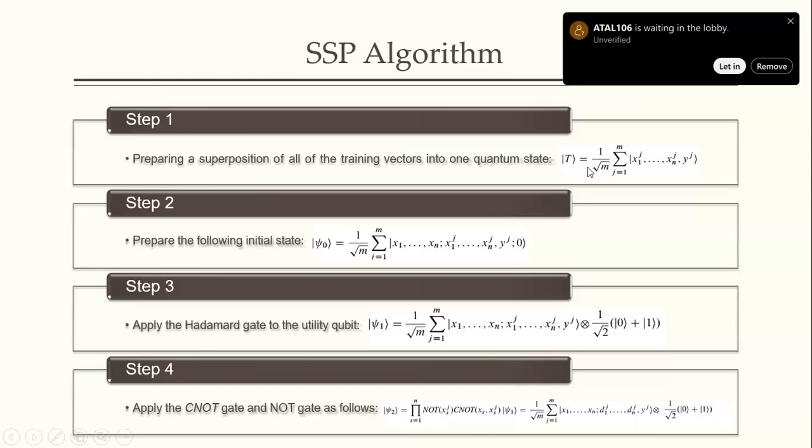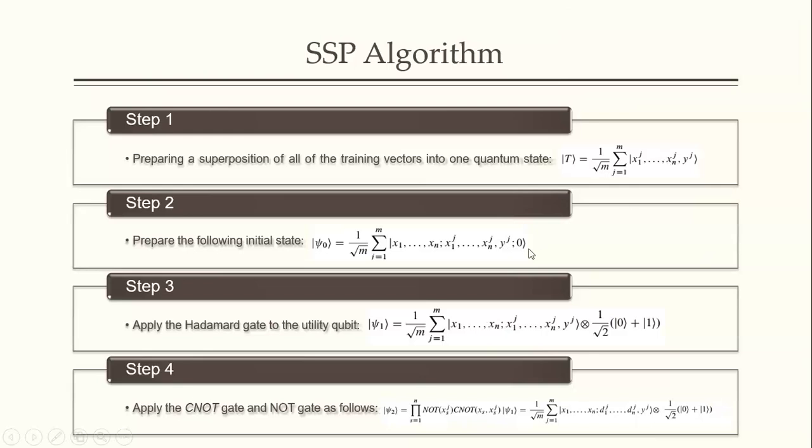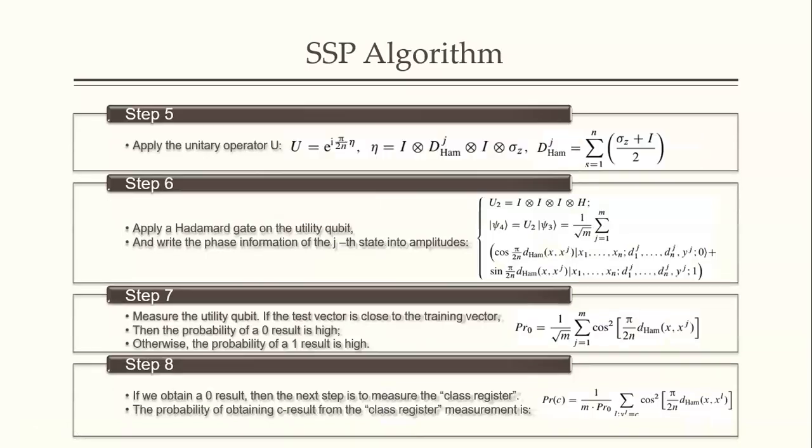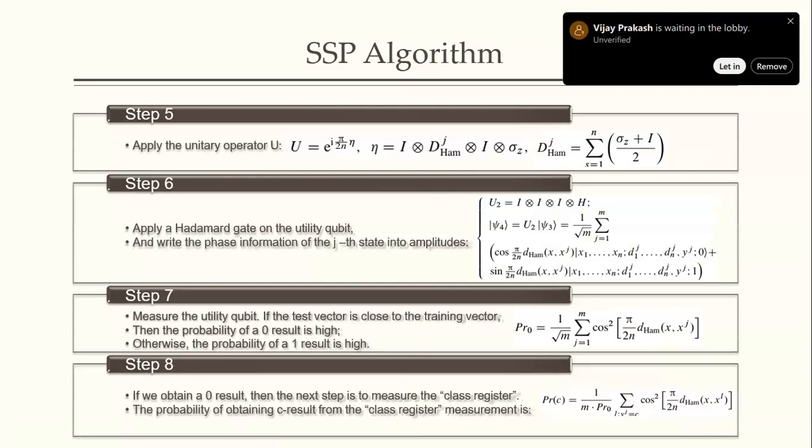See, this is the training vectors. Then we are preparing the initial state, comma 0. Then with that we are adding the ATAL gate. So what we are using is 1 by square root of 2 (0 gate plus 1 gate). Then with this we are adding this C naught gate and NOT gate in front. Similarly, step 5, apply the unitary vector. We are applying the unitary vector.